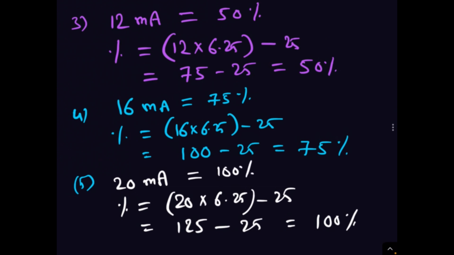So by using this formula, we can calculate for any value in between 4 to 20 milliamp. Okay. So I will write the formula again. Percentage is equal to x multiplied by 6.25 minus 25. So let's see what is this 6.25 and what is this 25.